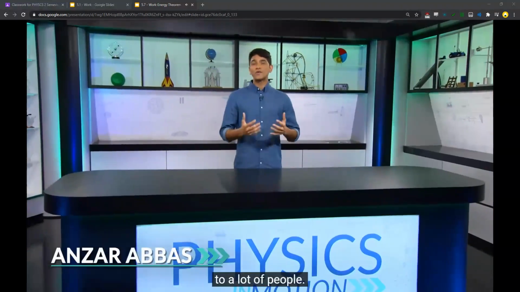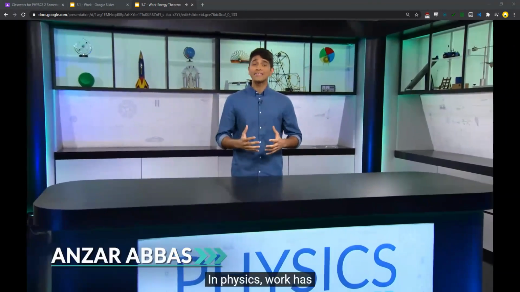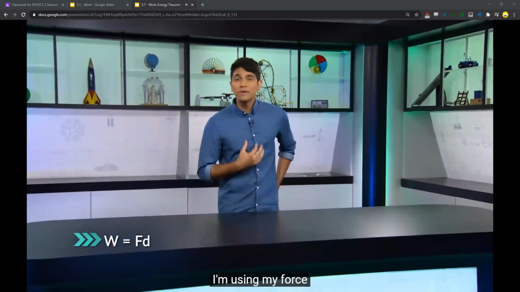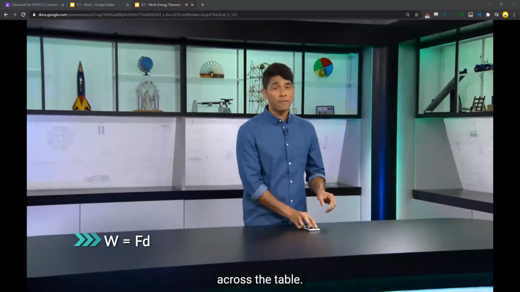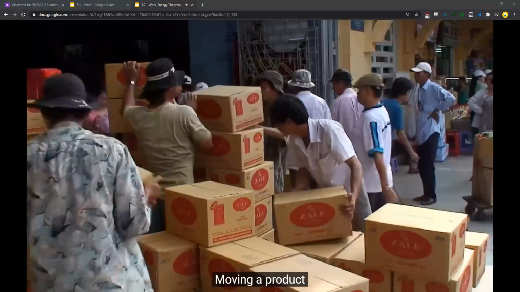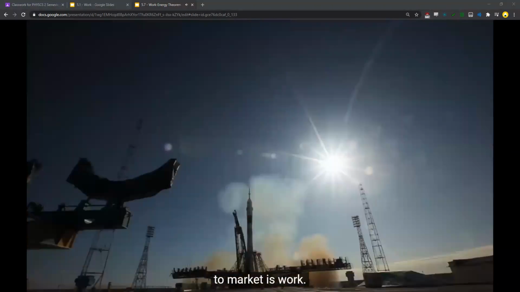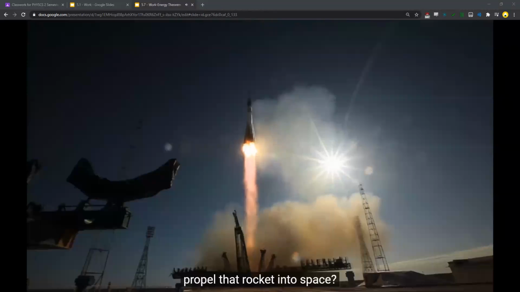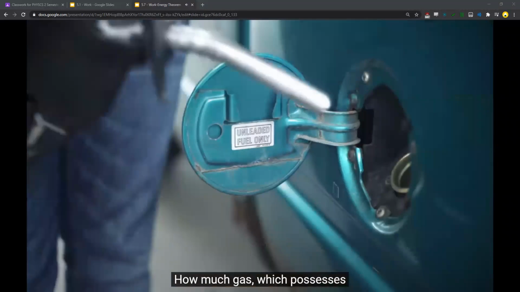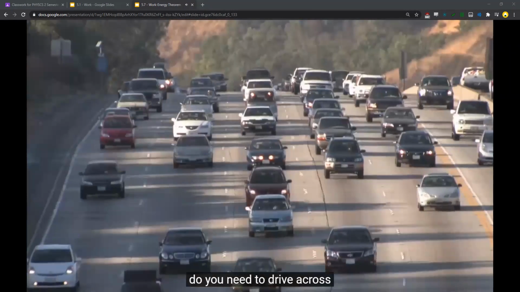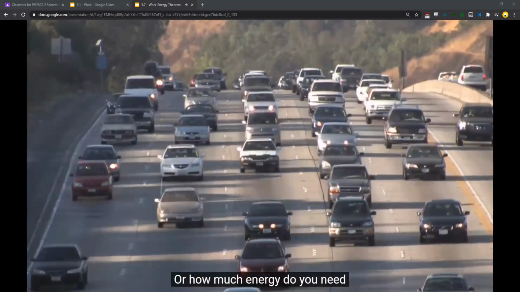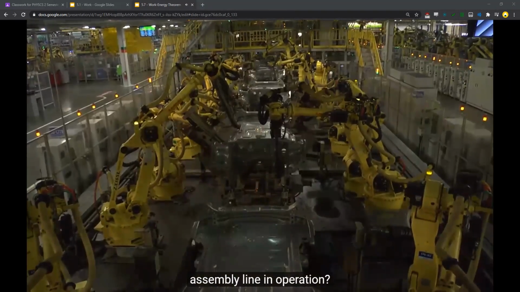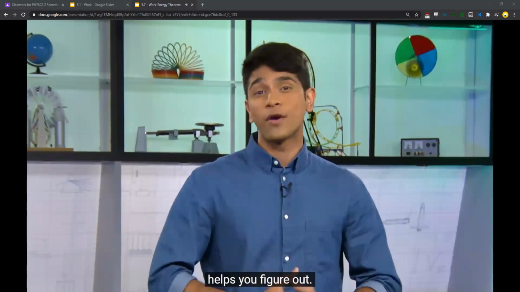Work means a lot of things to a lot of people. In physics, work has a specific meaning. Work equals force times displacement. I'm using my force to move this cell phone across the table. That's work. Moving a product to market is work. Moving a rocket into space is work too. How much energy do you need to propel that rocket into space? How much gas, which possesses stored chemical energy, do you need to drive across the United States in your car? Or how much energy do you need to keep this manufacturing plant assembly line in operation? That's what the work energy theorem helps you figure out.